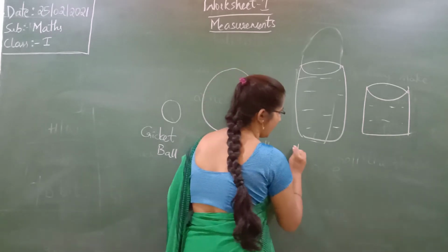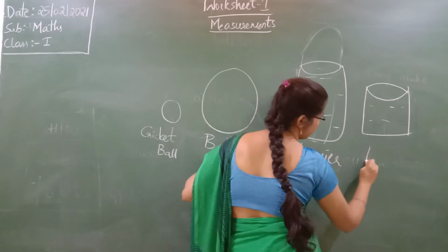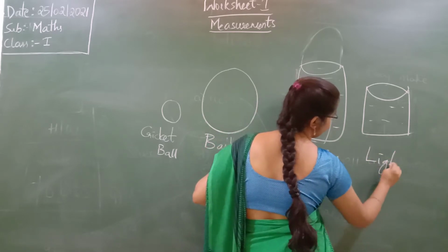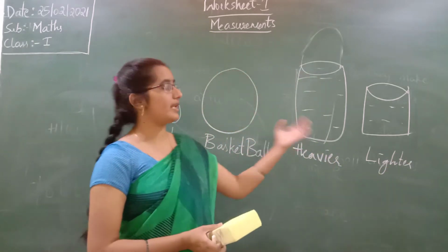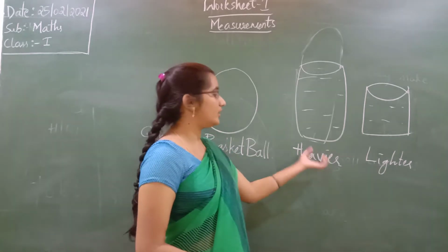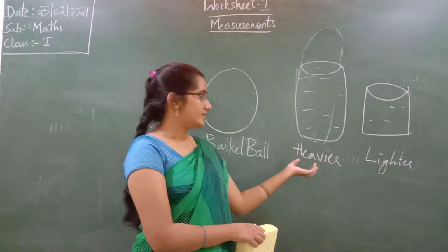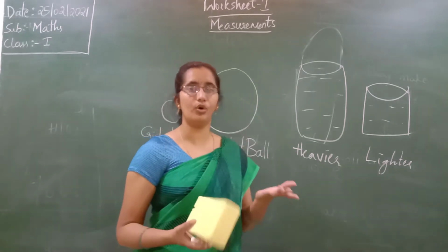So this will be the heavier. This will be the lighter. This is the heavier and this is the lighter. Light means having less weight comparatively with the heavier one. Heavier means having more weight.